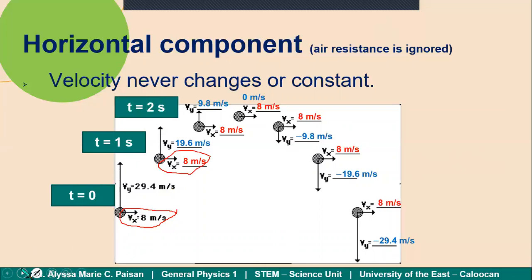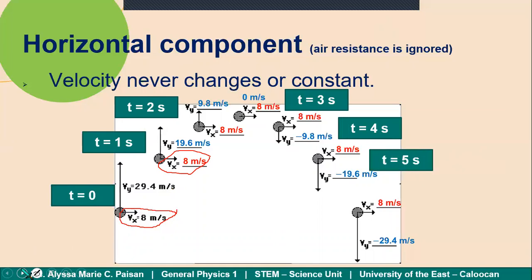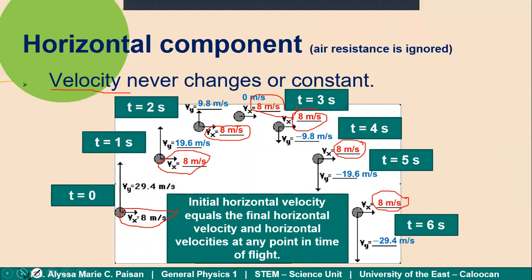And then, at 2 seconds, ganun pa rin siya. At 3 seconds, ganun pa rin. At 4 seconds, at 5 seconds, and at 6 seconds. Pare-pareho silang, 8 meters per second. So that's one characteristic of the horizontal component. Kahit ano pa siyang case, the horizontal component never changes. The horizontal component of the velocity pala never changes. Okay? Ayan. So, ibig sabihin at any point in time, the velocities are equal to each other.